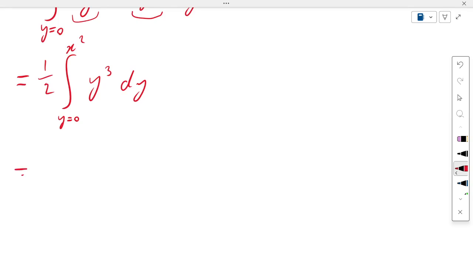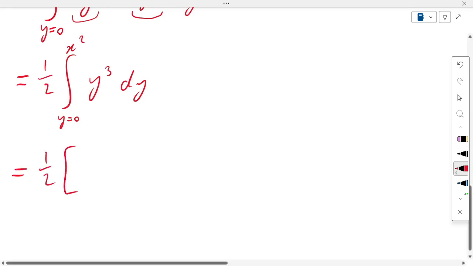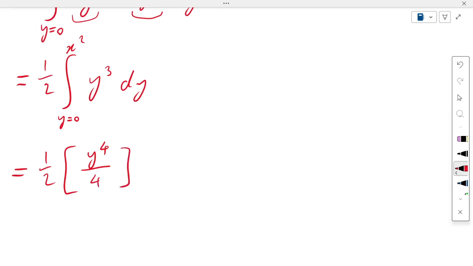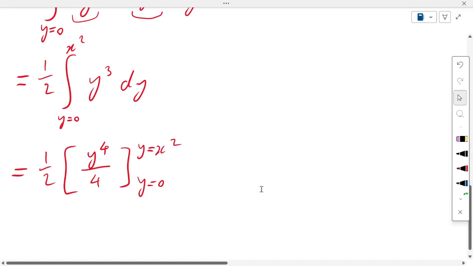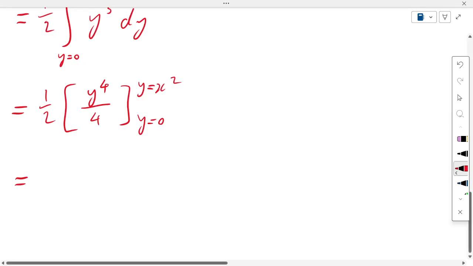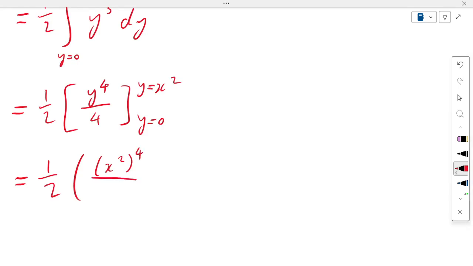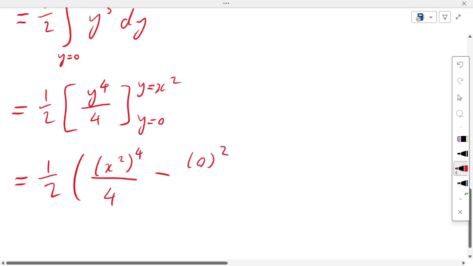Therefore, we're going to have a half multiplied by the bracket. The integral of y cubed, we can write this as y to the power of 4 over 4, and then we'll have y equals 0 and y equals x squared. Then we can just evaluate from here in terms of x. So we have 1 over 2 multiplied by, the first one is going to be the upper limit, x squared all to the power of 4, divided by 4, minus 0 plugged in, all to the power of 4, divided by 4.